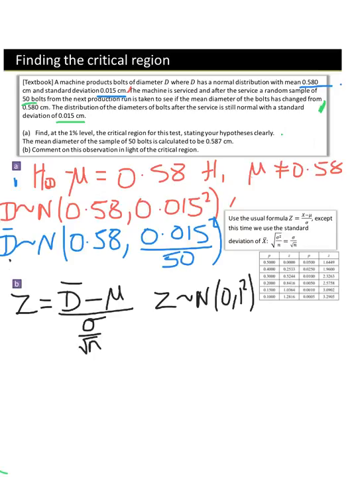So if we input our values then, following this we can therefore say that Z equals the distribution for the sample mean D minus the population mean, which we know. So instead of that, I can actually put 0.58 and divided by 0.015 over root 50.